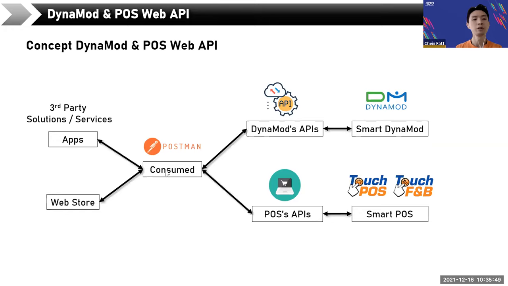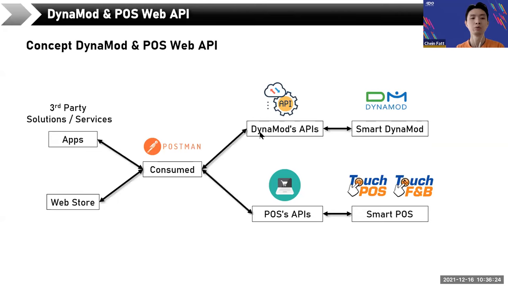For here, actually, do you know what an API is, everyone? API stands for application programming interface. It's designed and developed for online developers to integrate with our Dynamod and the touch POS and the touch FMB. So we are a RESTful API. Both of these web API programs integrate applications using HTTP methods with JSON format.